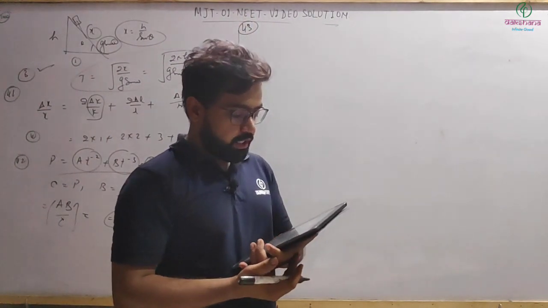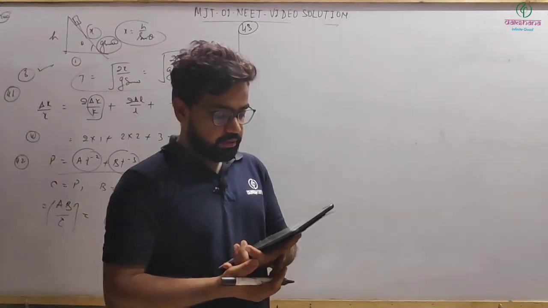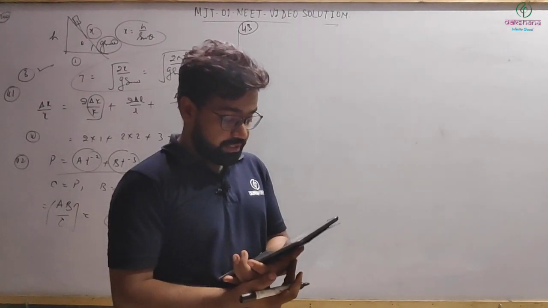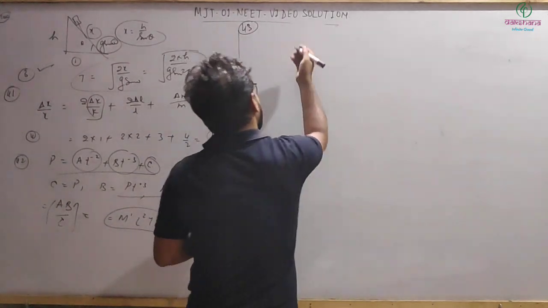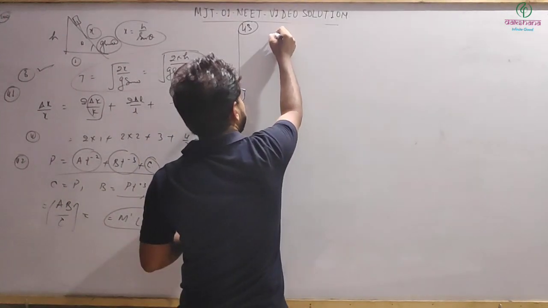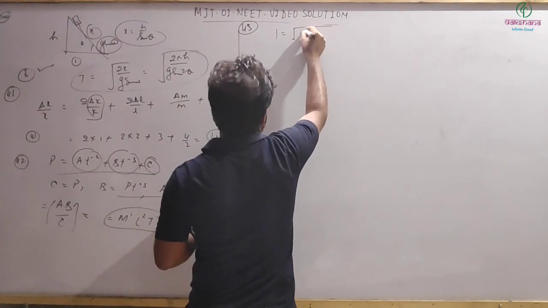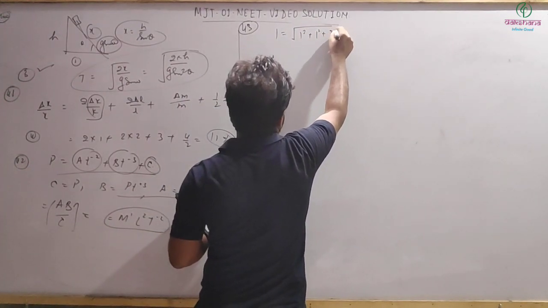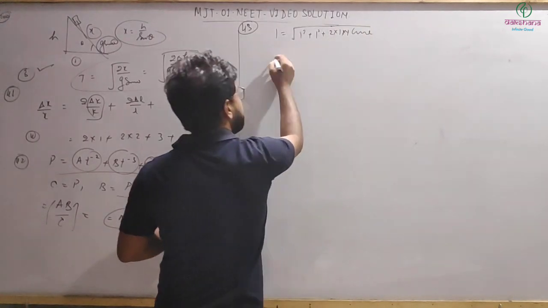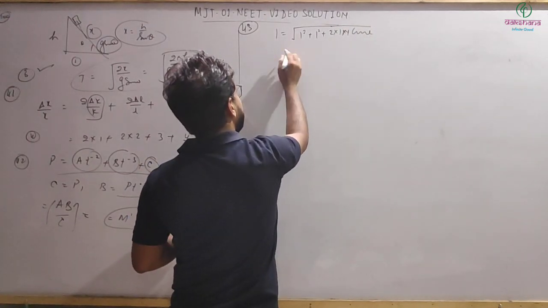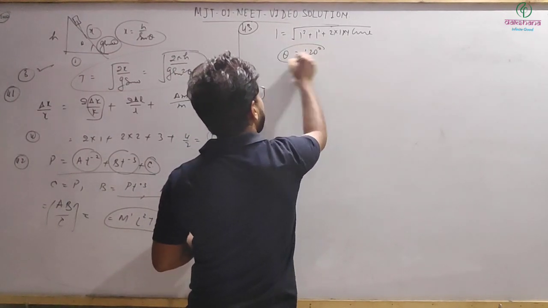If the sum of two unit vectors is a unit vector, then the magnitude of their difference is? So the sum of two unit vectors is a unit vector: root over 1 square plus 1 square plus 2 into 1 into 1 into cos theta is equal to 1. Solving, we get theta is equal to 120 degrees.